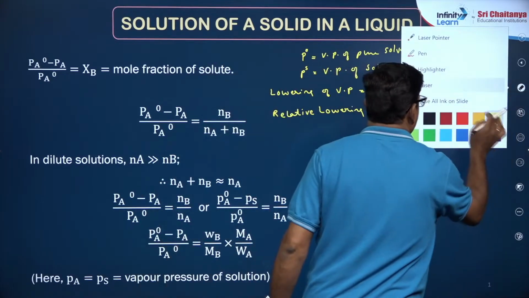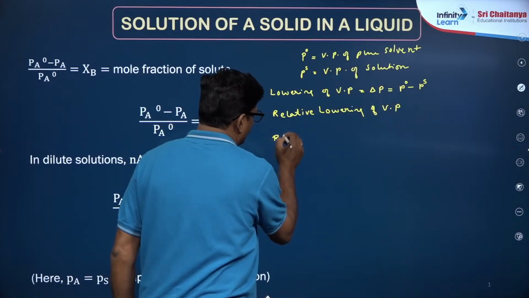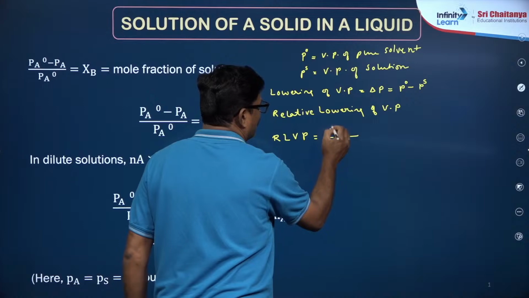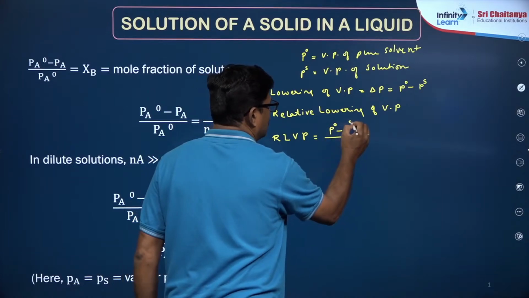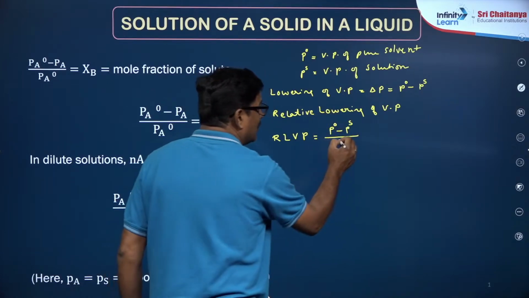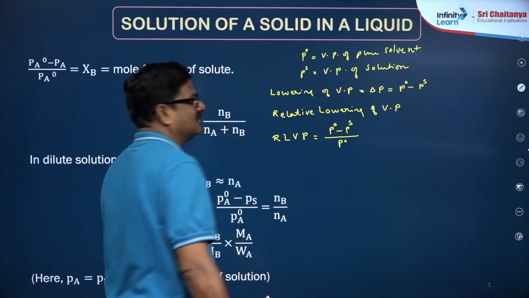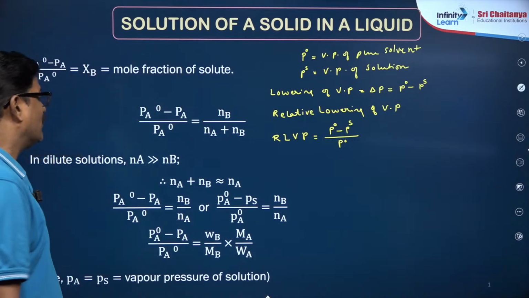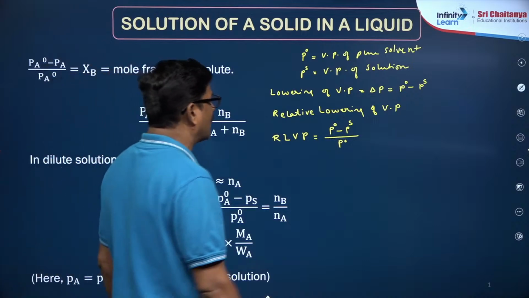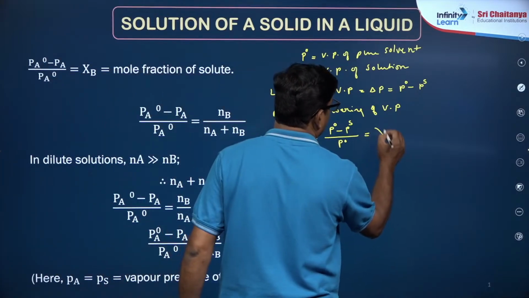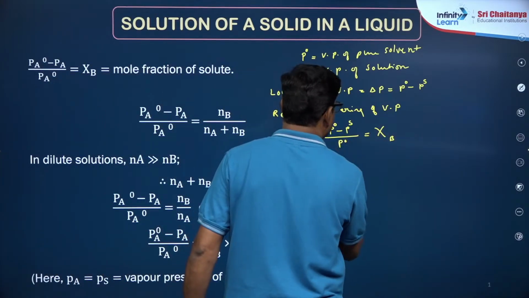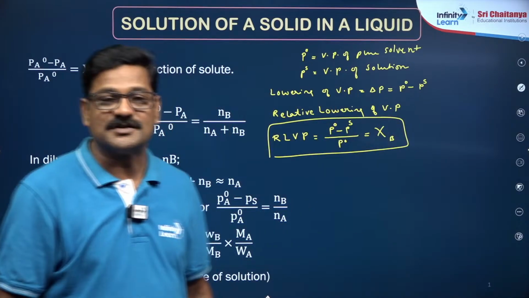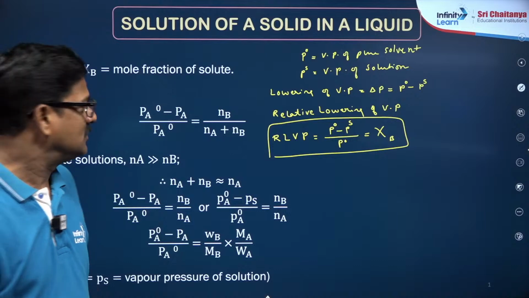That is said to be RLVP, relative lowering of vapor pressure. The vapor pressure difference, P naught minus PS, relative to P naught, that is called relative lowering of vapor pressure. This is equal to the mole fraction of solute. This is what you call Raoult's law for a solution containing non-volatile solute.